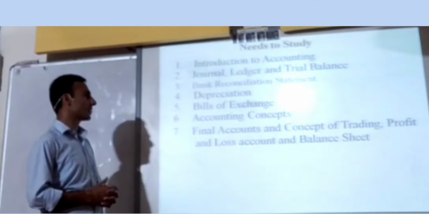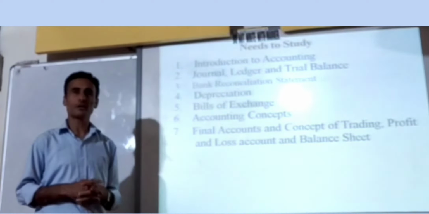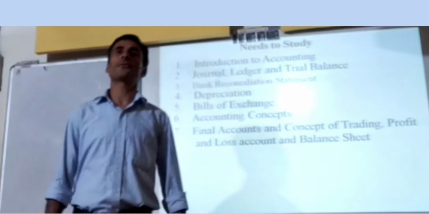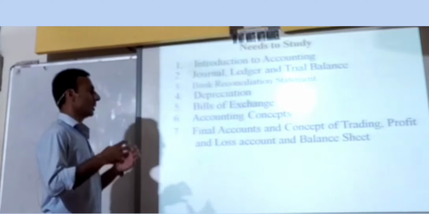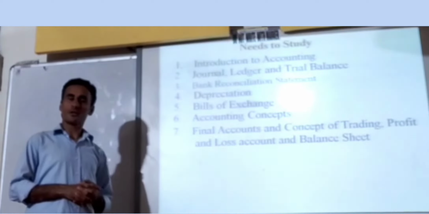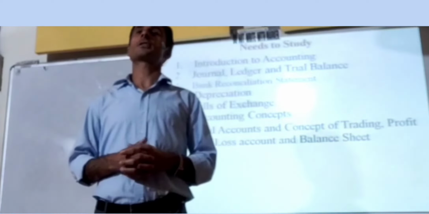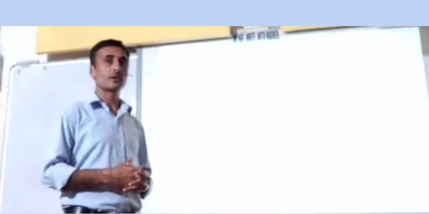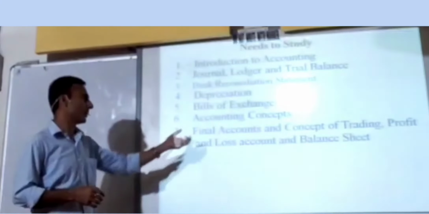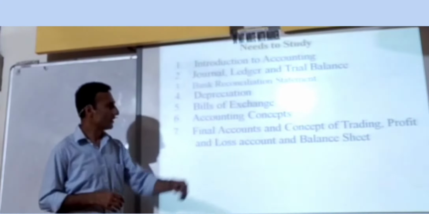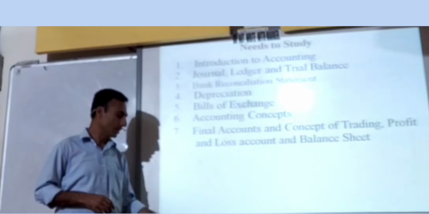Number 7 is final accounts and concepts of trading, profit and loss account and balance sheet. Now this is the statement which is prepared to find out the profit or loss of a business. Okay, maybe the financial position of the business, whether your business is growing, how much profit your business is earning, whether your business has suffered loss. So to get all this kind of information, you will prepare final accounts, that is trading, profit and loss account or balance sheet.